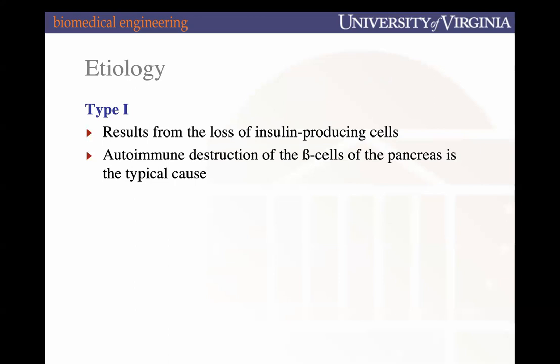We have a few different types of diabetes that we're going to talk about today. The first is type 1, which is the autoimmune kind. The key insulin producing cells in our bodies are the pancreatic beta cells. And what ends up happening in type 1 diabetes is that there's a loss of these pancreatic beta cells, the insulin producing cells.